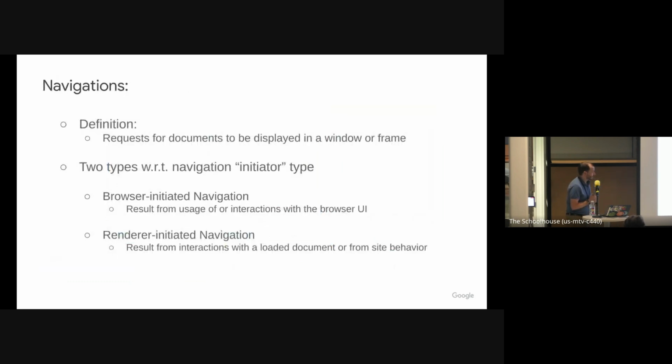But what is a navigation? A navigation is a request that loads a document to be displayed in a window or a frame. And with respect to who initiates the navigations, there's two types, browser initiated and renderer initiated. So browser initiated navigations are things that result from interacting with the browser UI, and renderer initiated are things that result from interactions with the loaded document or from site behavior.